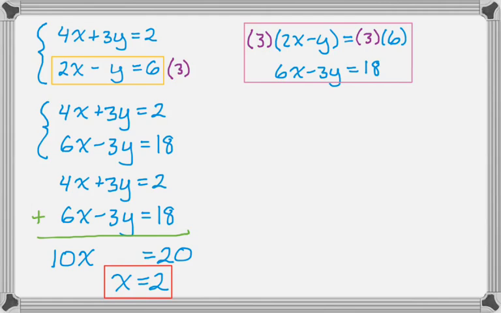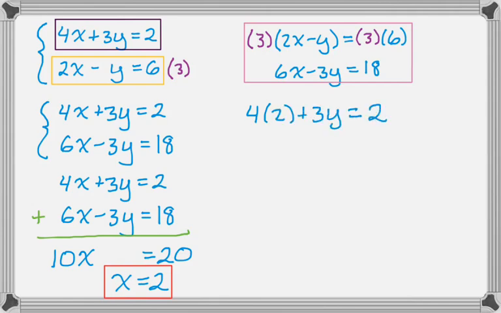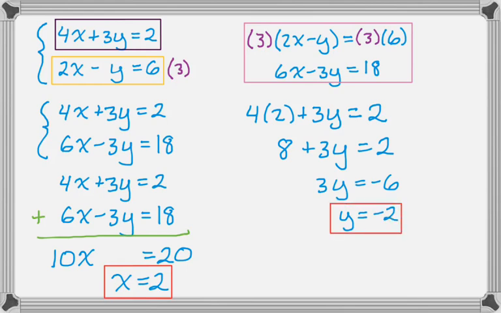Now what you always do is go back to the original equations and pick one of them, it doesn't matter which. I'm going to pick the top one and solve for y. So I'm going to replace the x with 2. So I get 4 times 2 plus 3 times y is equal to 2. 8 plus 3y is 2. 3y equals negative 6, because I'm subtracting 8 from both sides. And then y is equal to negative 2.